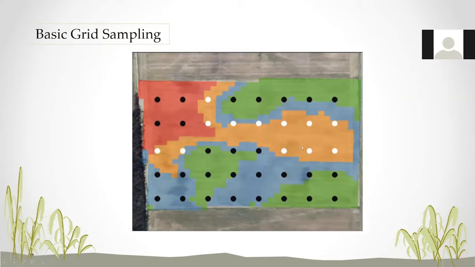We can get physical averages in a couple of different ways. We can get them just by compositing all of our samples in one and having a physical average that way.